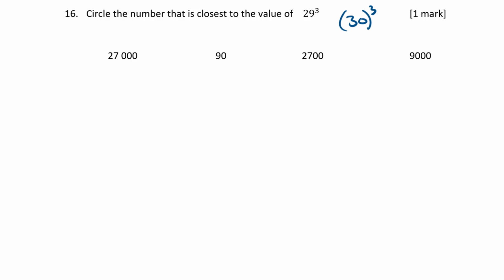3 cubed, 3 times 3 times 3 is 27. Add on 3 zeros, it's going to be 27,000, isn't it? So 30 cubed is 27,000. So 29 cubed is going to be a little bit less than 27,000, maybe 26, 25,000. But anyway, that one is definitely going to be the closest.